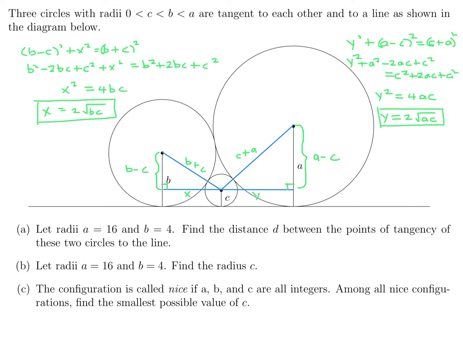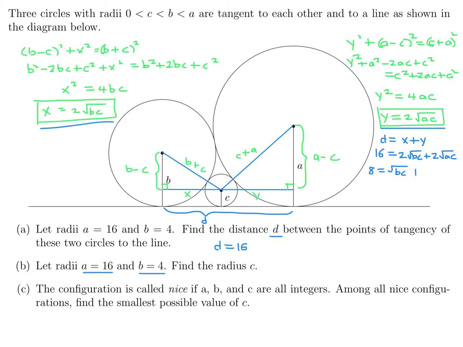Okay, so that means d is essentially x plus y, right? Because this is d. So d is x plus y. And when a is 16 and b is 4, we calculated d to be 16 in part A. So this is 16. And d is therefore x plus y, so 2 root bc plus 2 root ac, right? According to this and this. So therefore 8 is equal to root bc plus root ac.